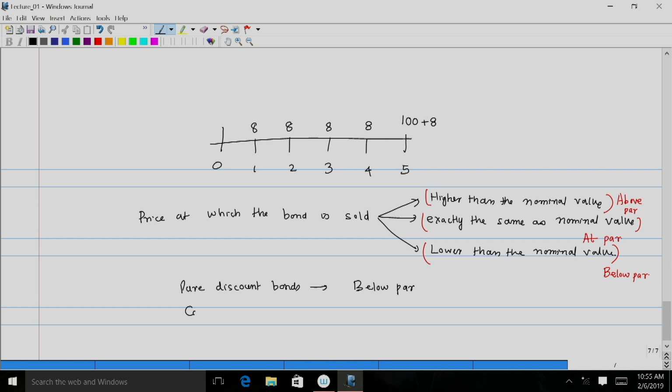However, in case of coupon bonds, all three possibilities can actually happen. This means that in case of coupon bonds, the bond might be trading above par, at par, and also below par.